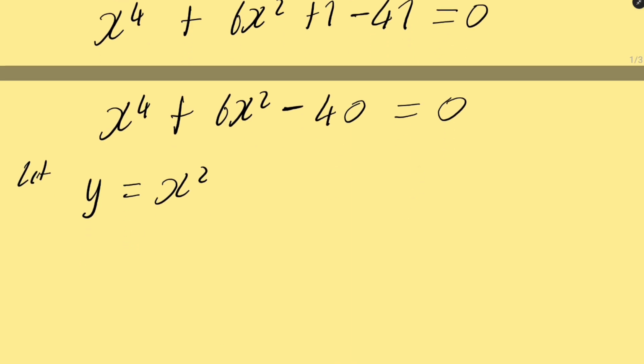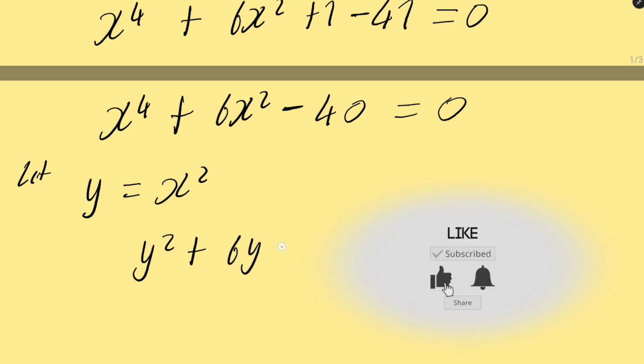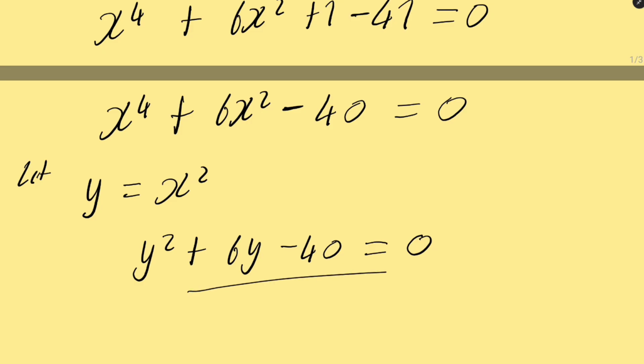If we substitute this y inside, it will give us now y squared plus 6y minus 40 is equal to 0. This is our new equation again. So from here, we can solve this quadratic equation by factoring, because here we just need two numbers that can multiply to give us negative 40, and add to give us 6.